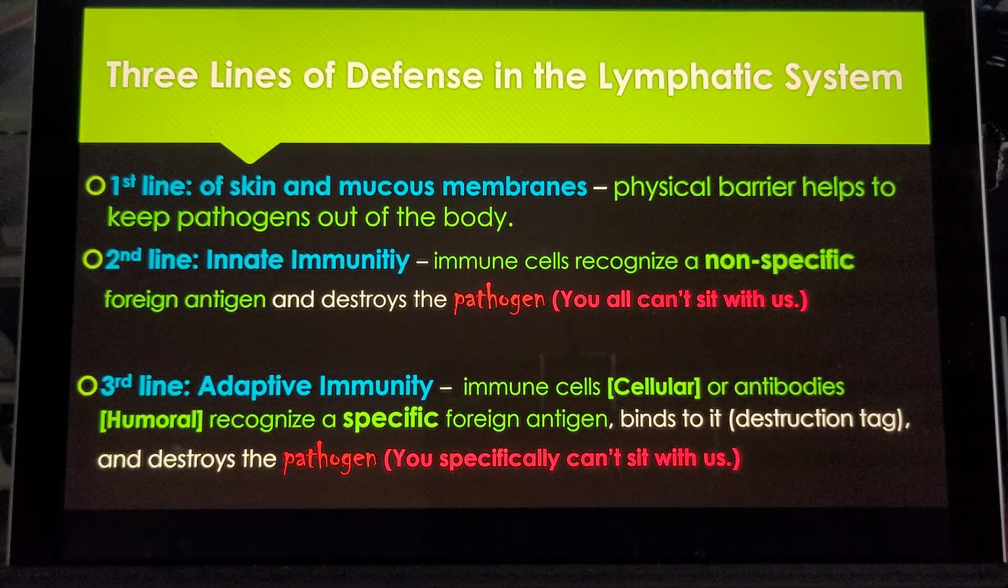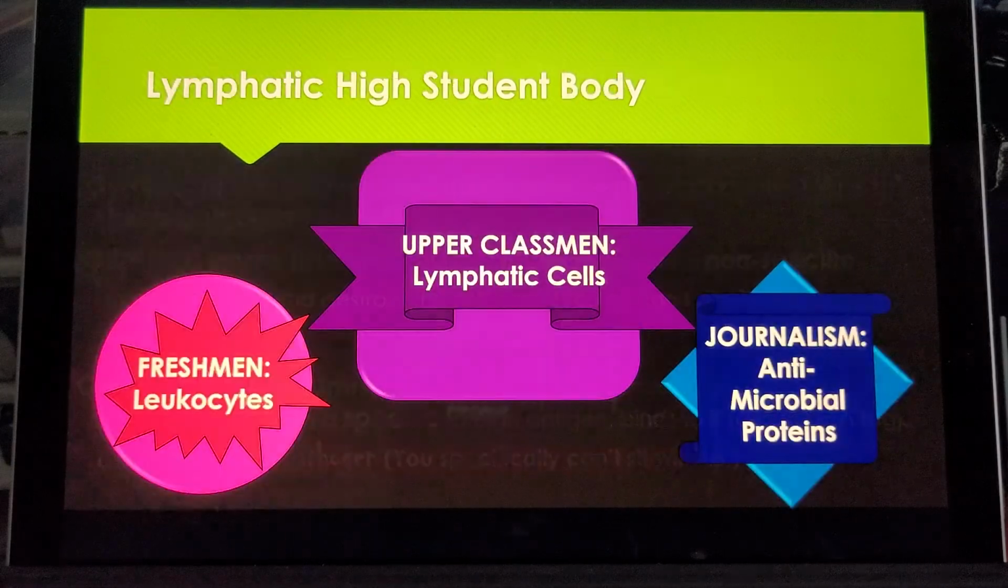So you end up either asymptomatic completely, or you might have some symptoms, but you have a better shot at surviving just because you are easily getting over it, just because you already had this defense system set up. So with our adaptive immunity, it is you specifically can't sit with us. So it's focused just on certain pathogens. And again, it's because they've been activated against that pathogen.